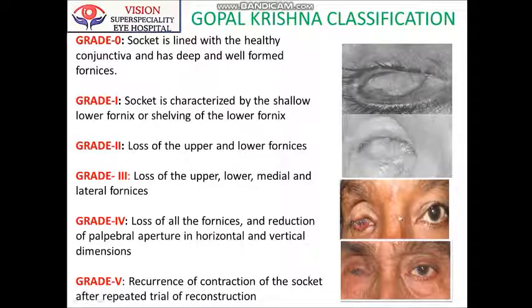Grade 3, where there is loss of upper, lower, medial and lateral fornices. Grade 4 is when there is loss of all the fornices and reduction of palpebral aperture in horizontal and vertical dimensions. Grade 5 is, in some cases, there is recurrence of contraction of the socket after repeated trial of reconstruction.